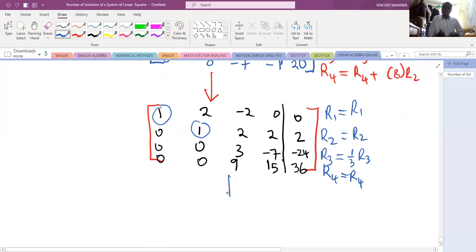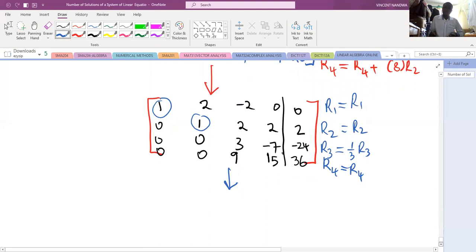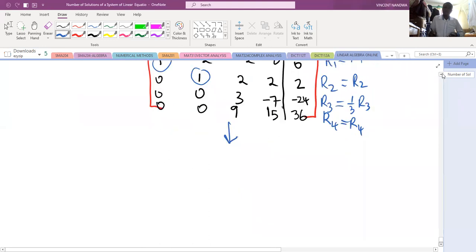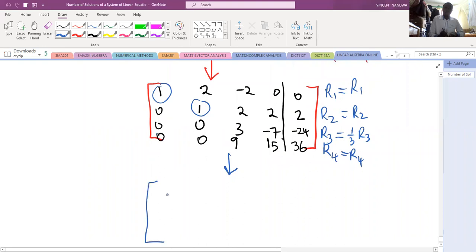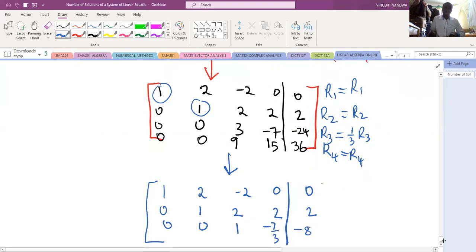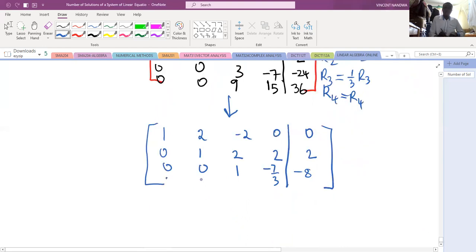So that leads us to one, two, minus two, zero, zero, zero, one, two, two, two, 0, 0, 1, then minus 7 over 3, and then minus 8. And then this other one would be 0, 0, 9, 15, and then 36. So we're moving on well.